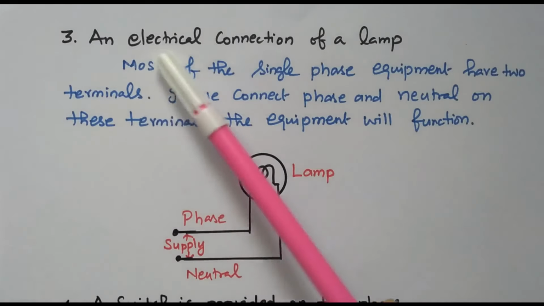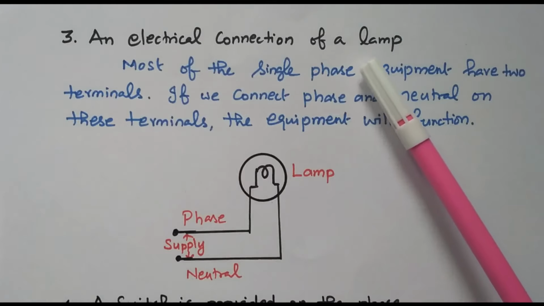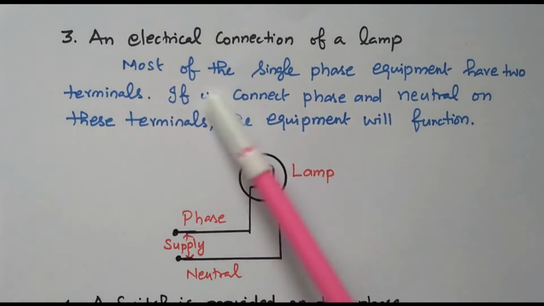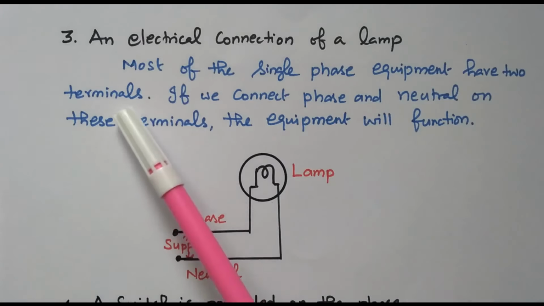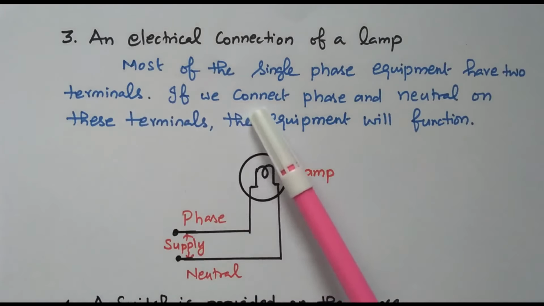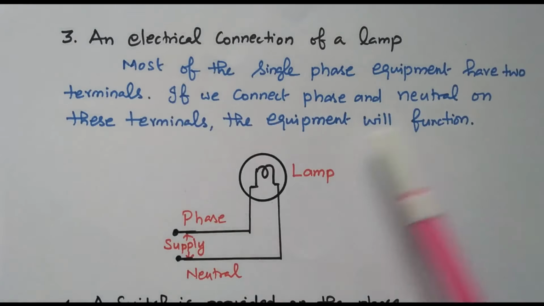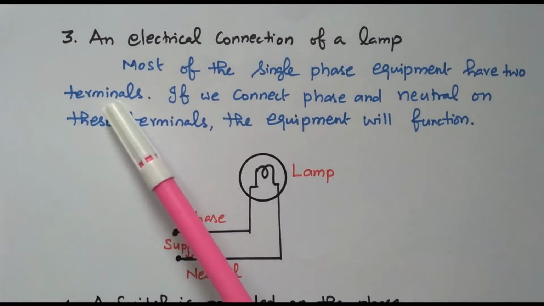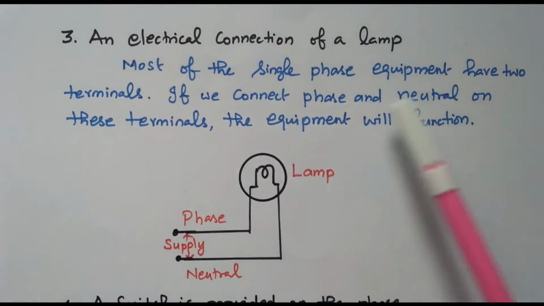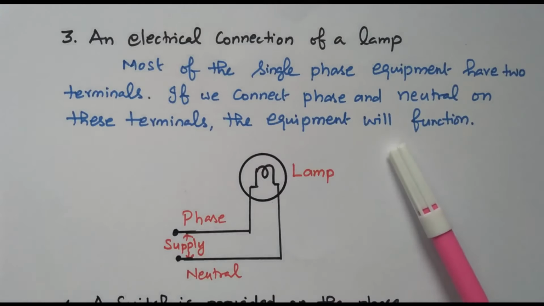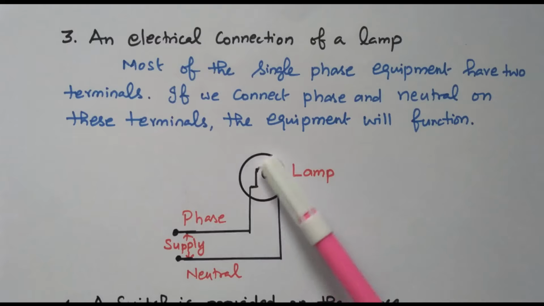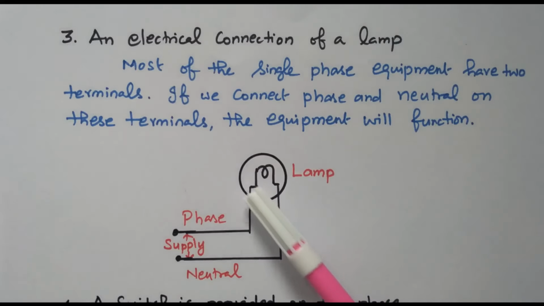Third, we'll see the electrical connection of a lamp. How to connect a lamp. Most single phase equipment has two terminals. If we connect phase and neutral to these terminals, the equipment will function. So we have two terminals available. We can connect phase and neutral so that the equipment will function. For example, if we take the lamp, there are two terminals available. One terminal is connected to the phase, another terminal is connected to the neutral. When supply is given, this lamp will glow.